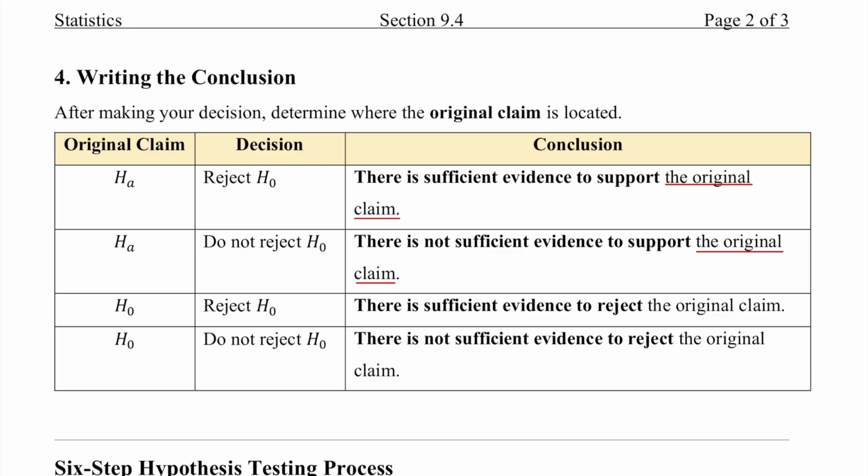Now, suppose the claim in the problem is represented by the null hypothesis. If you reject the null hypothesis, then you would write, there is sufficient evidence to reject the original claim. Finally, if the claim in the problem is represented by the null hypothesis and you do not reject the null hypothesis, then you would write, there is not sufficient evidence to reject the original claim.